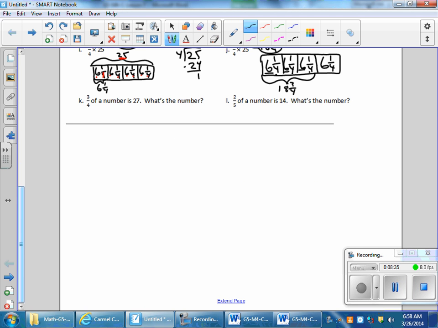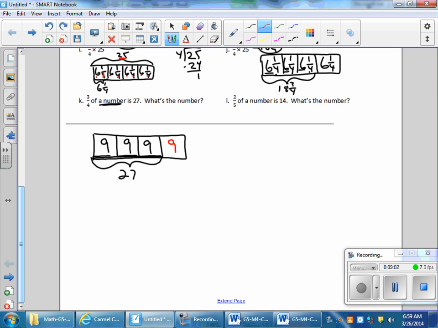Three-fourths of a number is 27. So my whole is broken up into 4 parts. 3/4 of that number is 27. So if 3 of these make up 27, 27 divided by 3 would be 9 in each of those parts. Now I just fill in that last box with a 9 as well. So what number are we looking for? 36. 4 times 9 is 36.